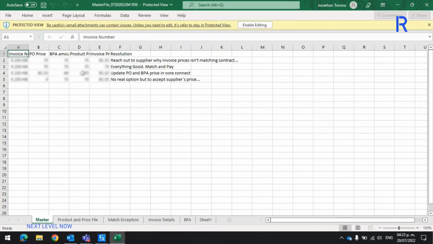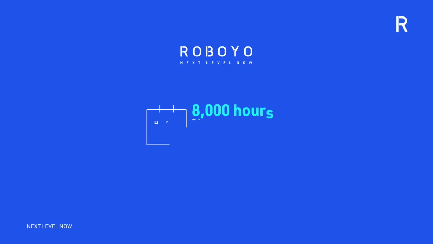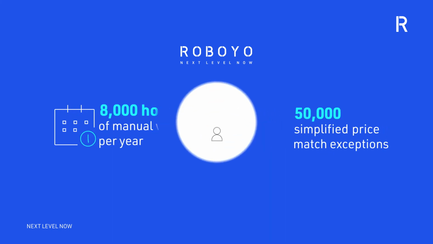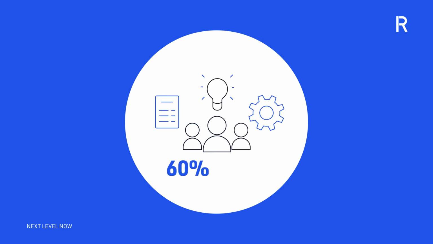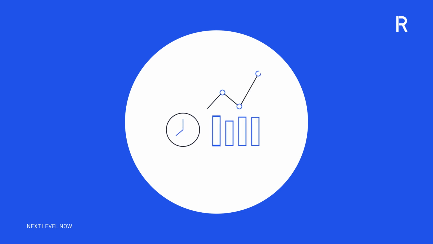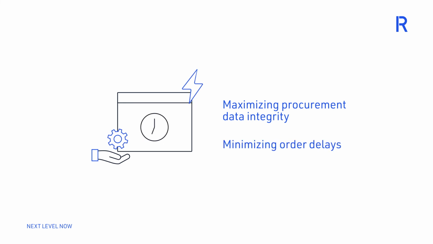By automating this crucial order management process, Roboyo helped this organization save up to 8,000 hours of manual work per year, simplifying the processing of over 50,000 price match exceptions. This automation will give FTEs 60% of their time back to focus on higher value work and can cover any increase in volume based on future growth, creating a more efficient and innovative method to maximize procurement data integrity and recapturing missed revenue as more accurate surgical cost forecasting is enabled, and order delays are minimized, which will lead to a better patient experience.